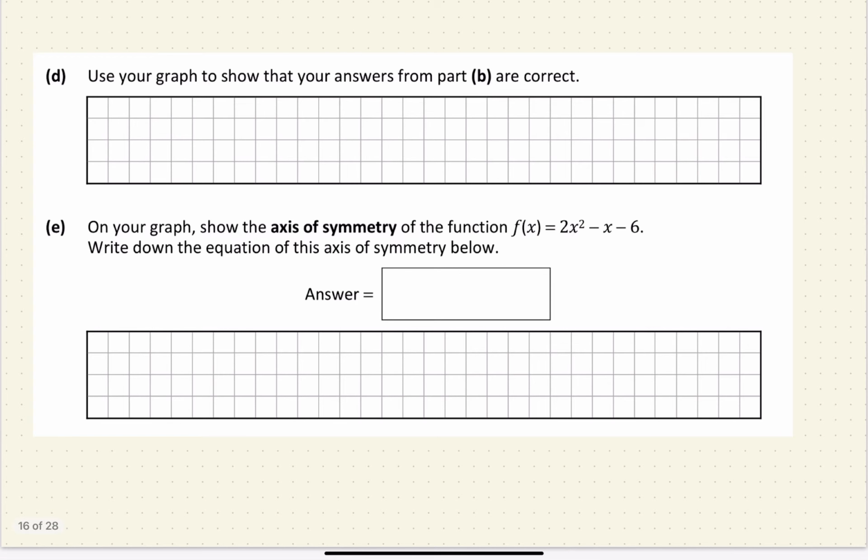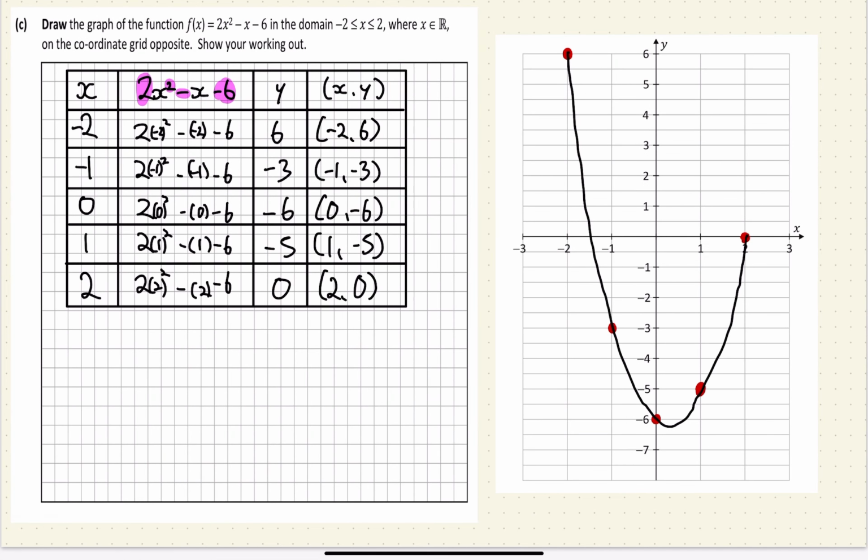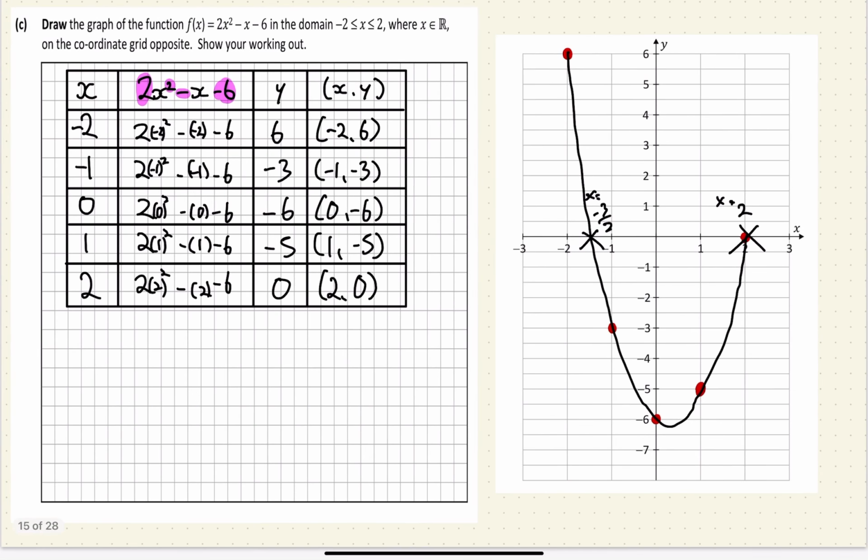Use your graph to show that your answers from part B are correct. Well, I just did that, but I'll do it again. So if you look here and here, okay? So that's where it crosses the x-axis, that's minus 3 over 2, and that's 2. X is equal to 2, x is equal to that, and that proves this section here, okay?